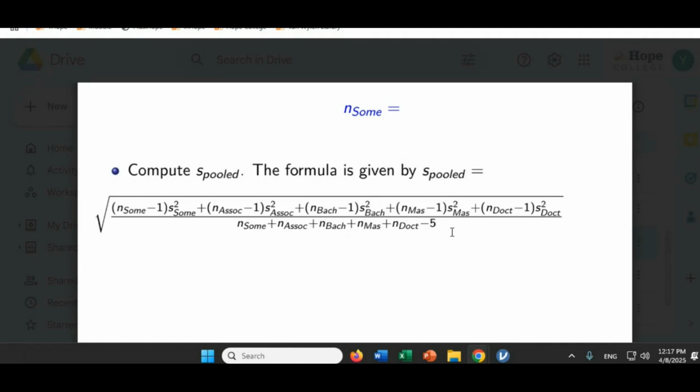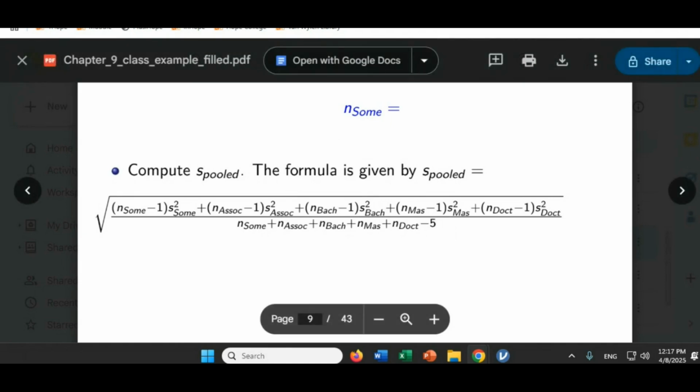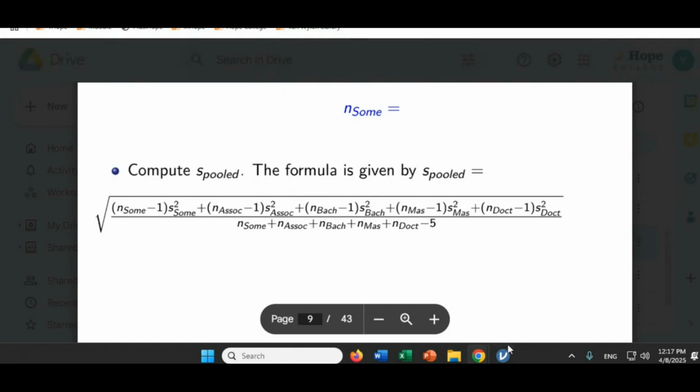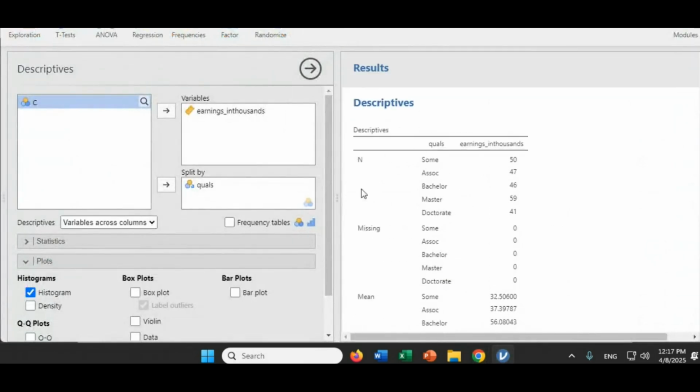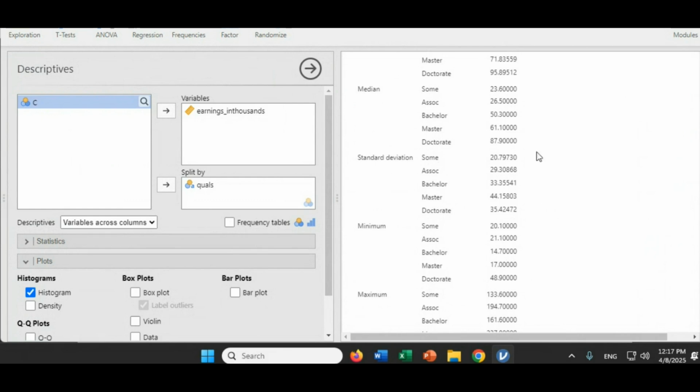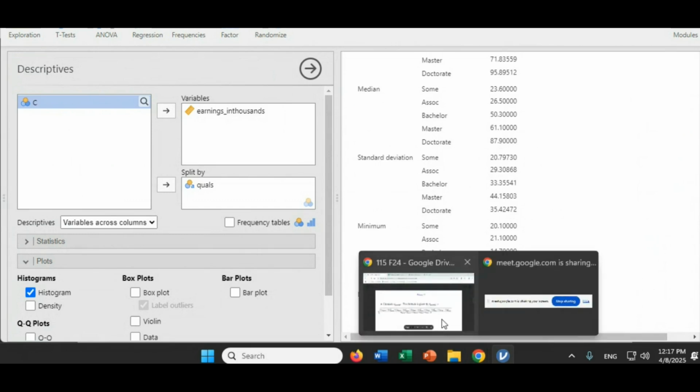Where do all these numbers come from? All these numbers come from Jamovi. The N, the S, and all that. The N's are all here. The S values are all here. Standard deviations like that. So it is a slow process to slowly process these things, but it can be done.